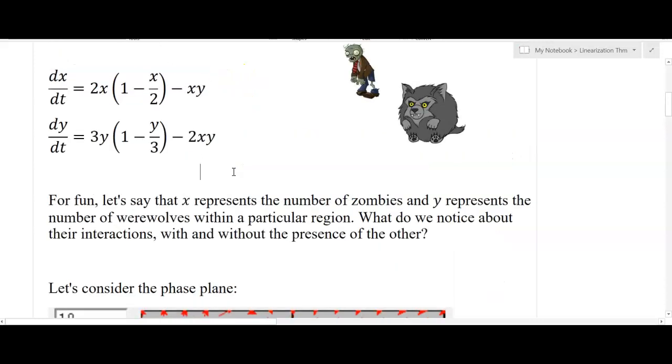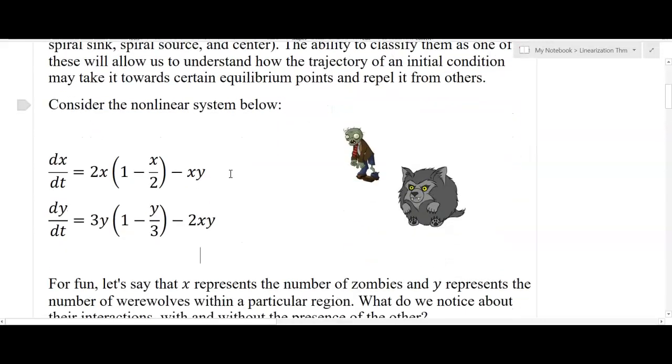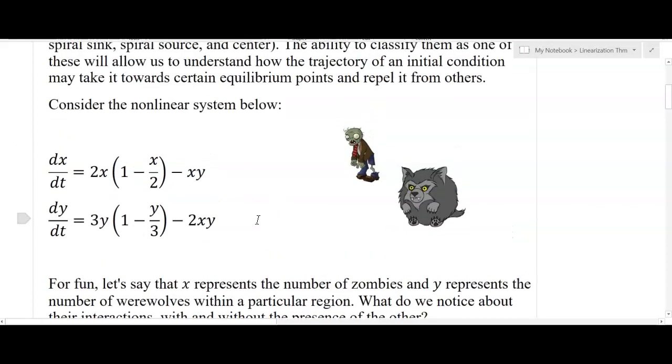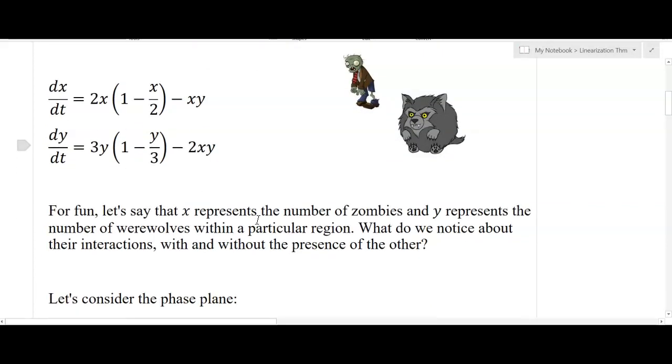So before we get into this theorem, let's go ahead and consider a nonlinear system. This is a variation of the Lotka-Volterra model for competing species. And for fun, let's just say that x represents the number of zombies and y represents the number of werewolves within a particular region. The question that we should ask ourselves, first of all, is what do we notice about their interaction with and without the presence of the other?